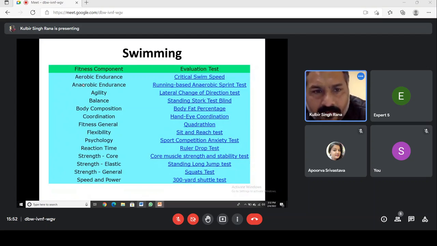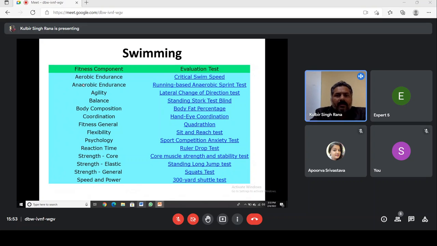See, in swimming, we don't do a running aerobic test or anything on the surface. We have to do everything underwater, so we need to consider the resistance provided to the athlete by water also. So at that time we have different tests, like the critical swim speed test, or an anaerobic sprint test also, right? And agility tests, though we do them on the surface only, are not much required in swimming, right?